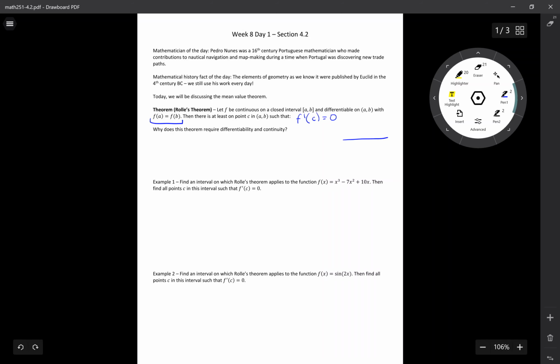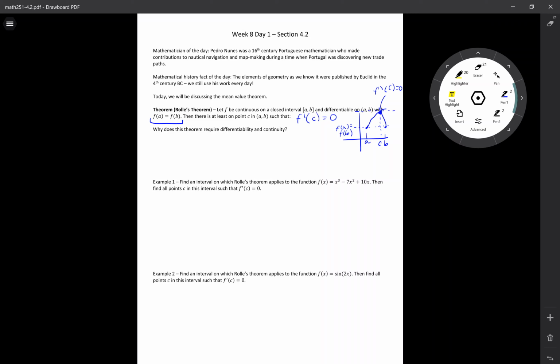Well, if I have a function here, let's call this a and this b. As long as I have that f of a is equal to f of b, so this is f of a and f of b, well then my function, as long as it's differentiable and continuous, will have to go up and then come down at some point. So at this local max, that is where f prime of this point c is equal to 0. So that is what this looks like.